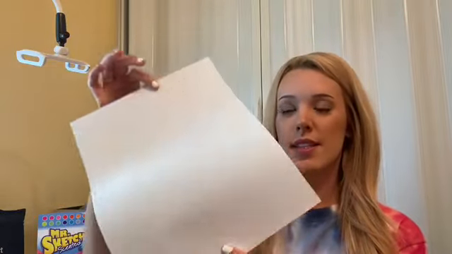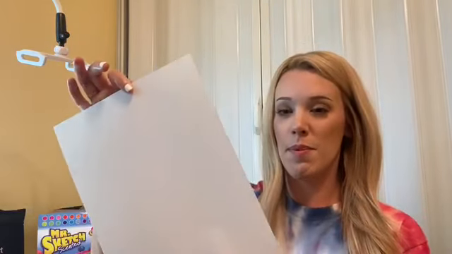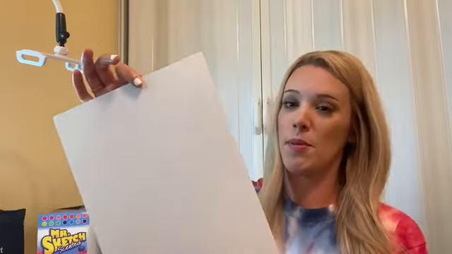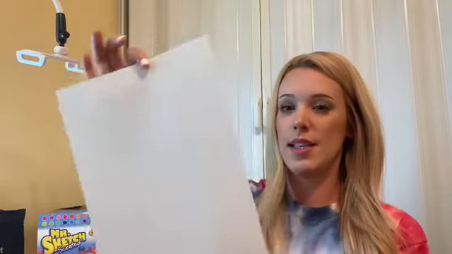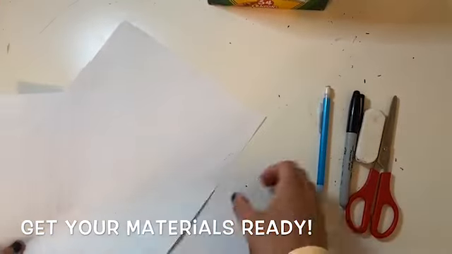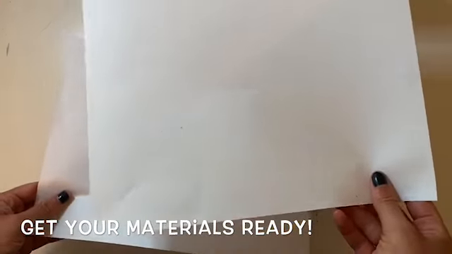So for this project, you'll need 2 pieces of paper. The best kind of paper to use for this is paper that you would put in your printer. So that's called copy paper, something that is a thinner weight. We want this to be a little bit see-through. If you don't have copy paper, then any kind of paper will work, but the best thing to use is copy paper.